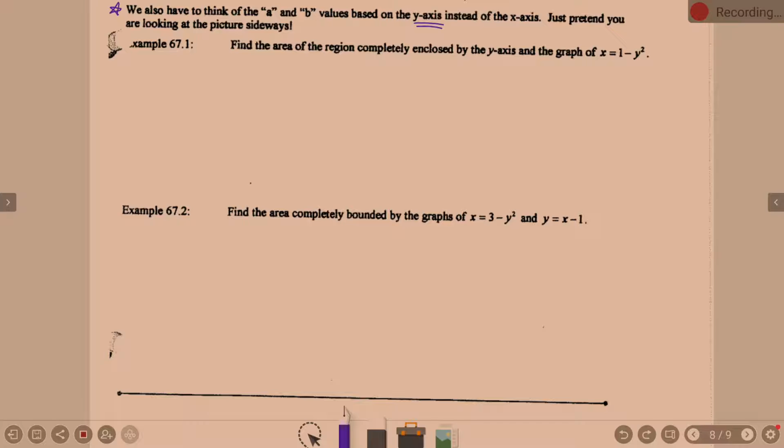Normally a positive 1 moves us up, but this positive 1 is going to move us right 1. That makes sense. Now, if you're saying, what? Then go back to the, let's solve for y.